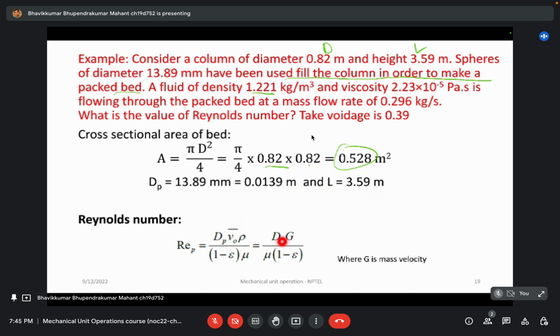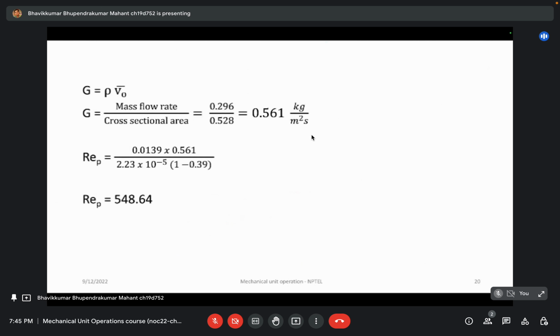Okay, so if you convert meter per second into kilogram per meter cube, it will be converted to kilogram per second into meter square. So it is nothing but the mass velocity you can consider. Here we need to calculate the G. G is nothing but rho V naught.